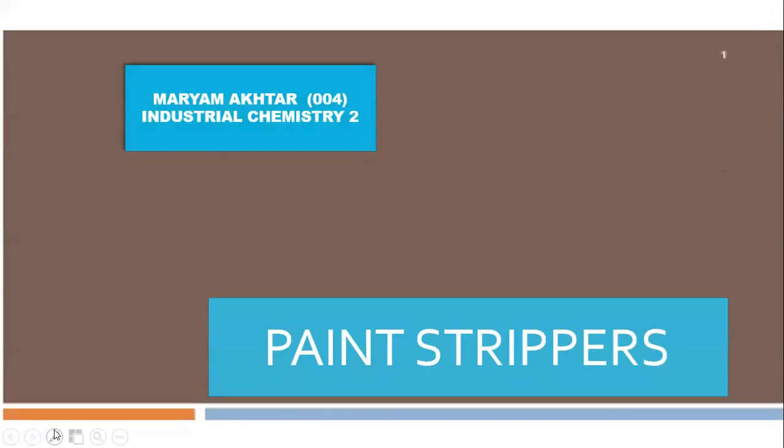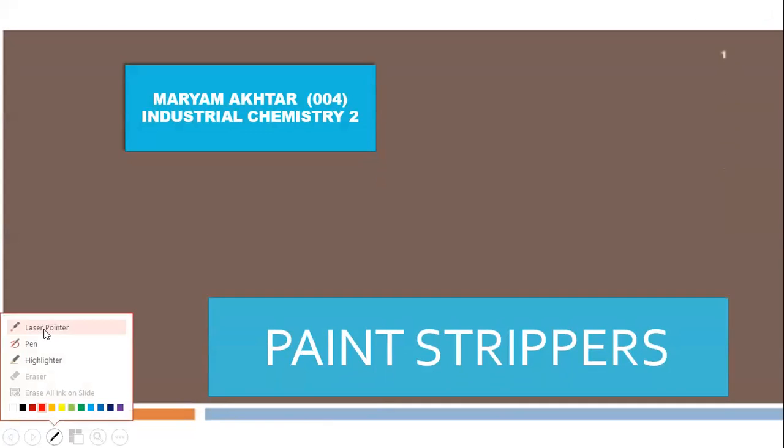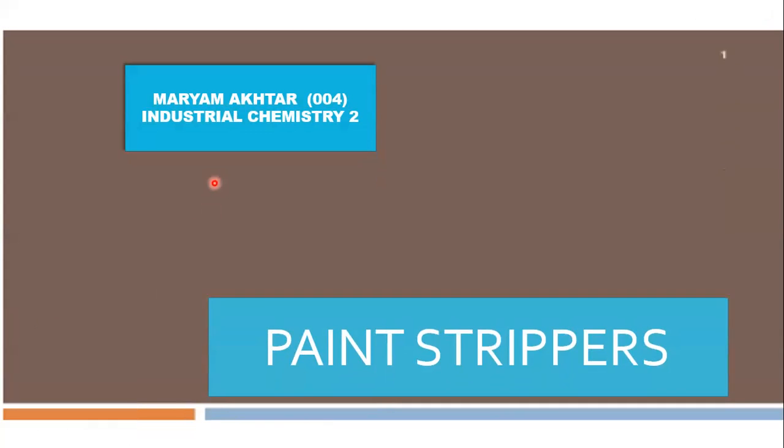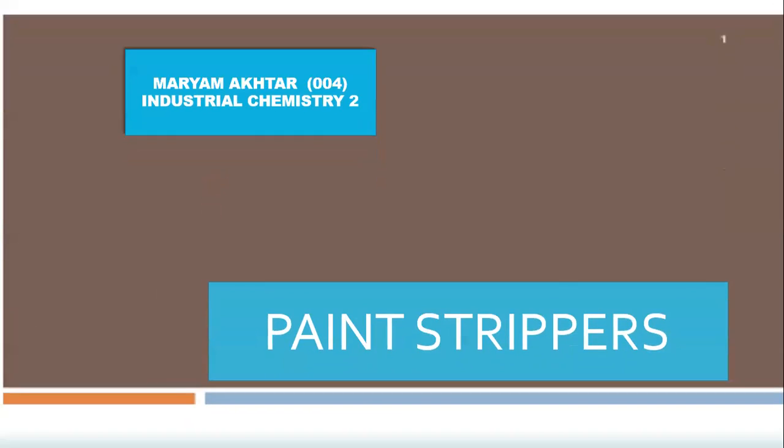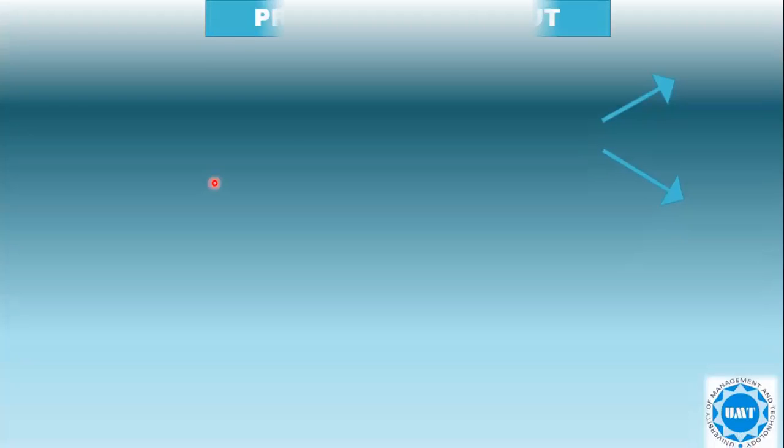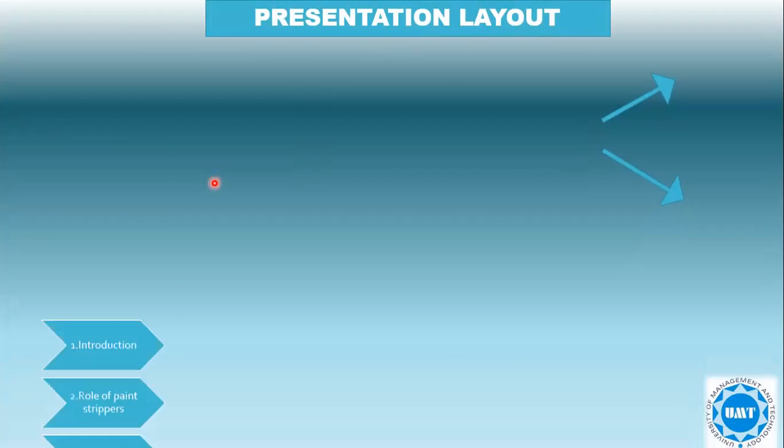My name is Maryam Akhtar and I'm from the Department of BS Chemistry. My ID is 004 and this is the course of Industrial Chemistry. And my first topic is paint strippers. So let me make a start with the layout of this presentation.